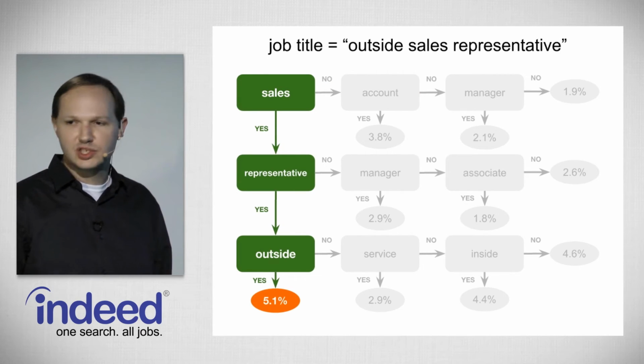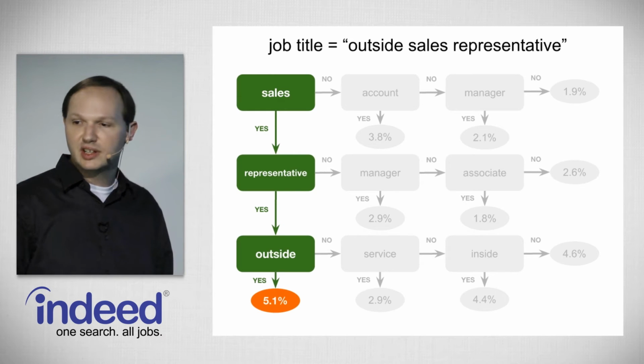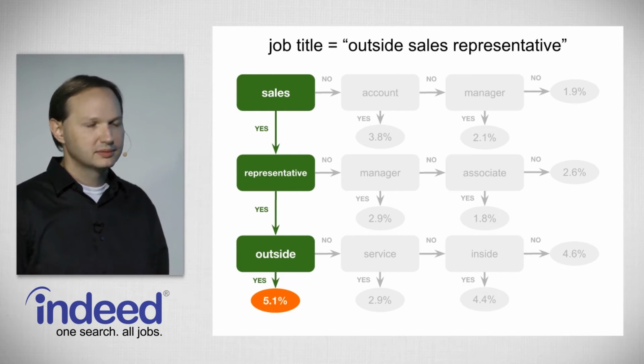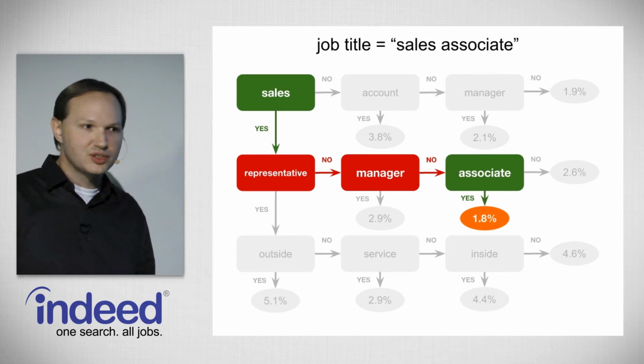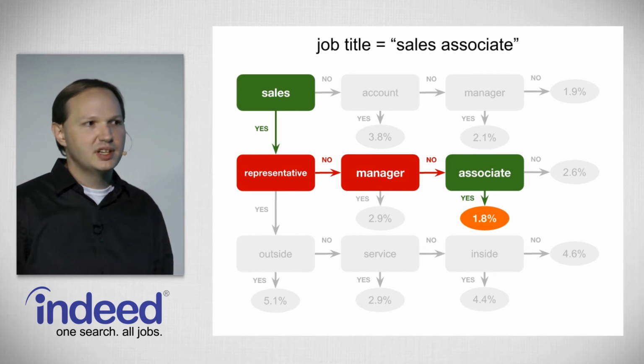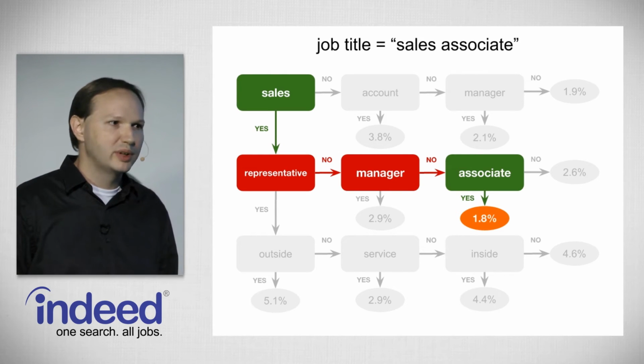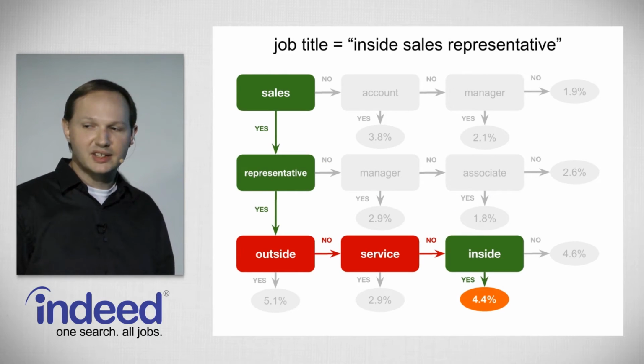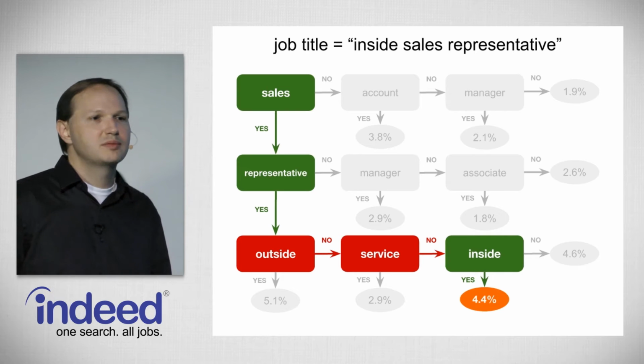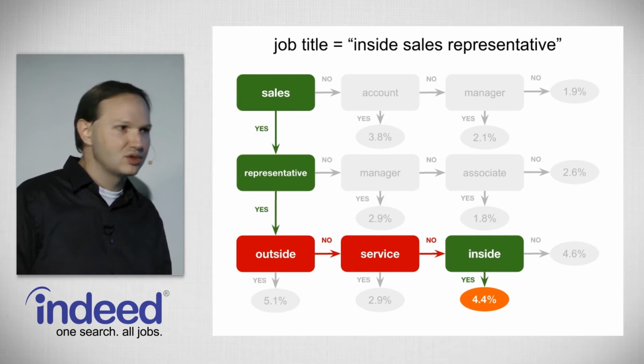Outside sales, just all yeses straight down, 5.1%. That's actually the highest score on the board here. Sales associate, 1.8%. It's more like a retail job. It's not really what job seekers are looking for when they do that query. Inside sales, 4.4%. Seems like job seekers on our site prefer outside sales over inside sales.